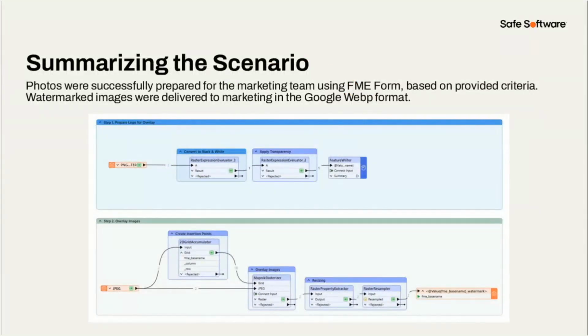So taking a look at the scenario on a whole, we've successfully delivered the images back to our marketing team in the Google WebP format. So why Google WebP? Google WebP has a great reputation for supporting high compression while maintaining high image quality. Not to mention it's compatible with most modern web standards, meaning it's really, really easy for people to work with if they're using various browsers.